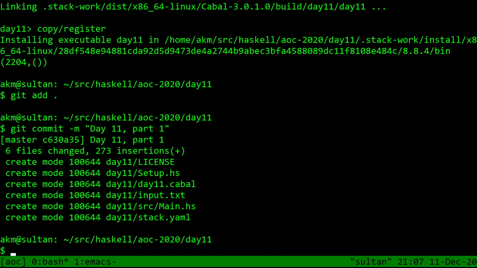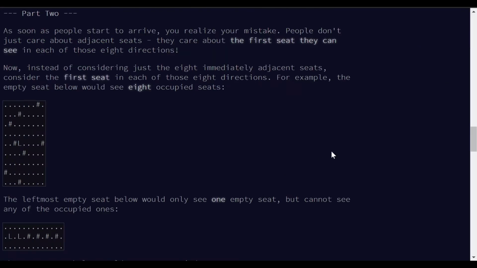All right, back to the puzzle. As soon as people start to arrive, you realize your mistake. People don't just care about adjacent seats; they care about the first seat they can reach. They can see in each of those 8 directions. Okay. Yeah.